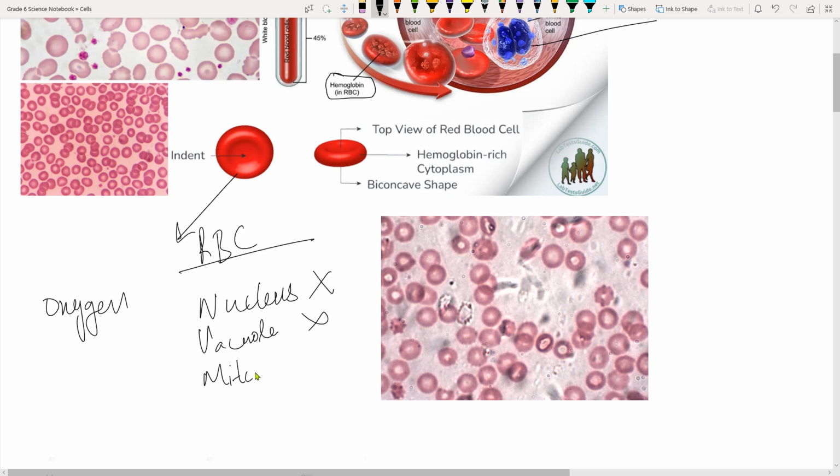Not even mitochondrion is there, and the reason for the absence of mitochondrion is quite different from these two, because mitochondrion is not a very large structure, right? Unlike the nucleus or the vacuole that is going to occupy space, mitochondrion is small. But why don't we have mitochondrion? Because the mitochondrion consume oxygen. So if the red blood cell is going to have the mitochondrion, then it will consume the oxygen that it is carrying along the way. That is why we don't even see mitochondrion in there.